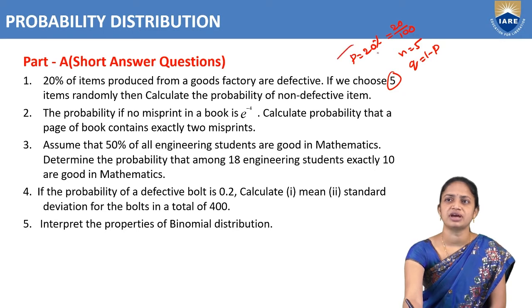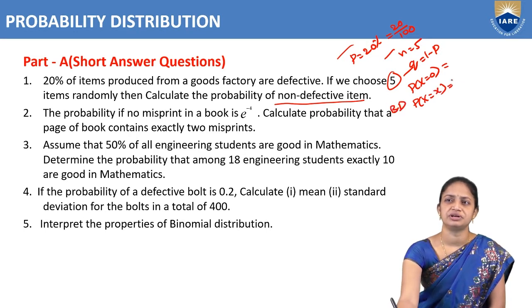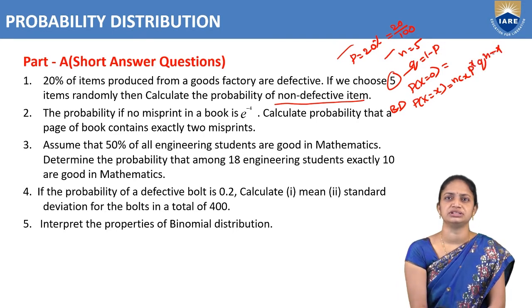After that, we have the p value, n value, and q value, and we need to calculate the non-defective item. That means p of x equal to 0. We have to use the binomial distribution formula: p of x equal to nCx, p power x, q power n minus x. So this is our formula.